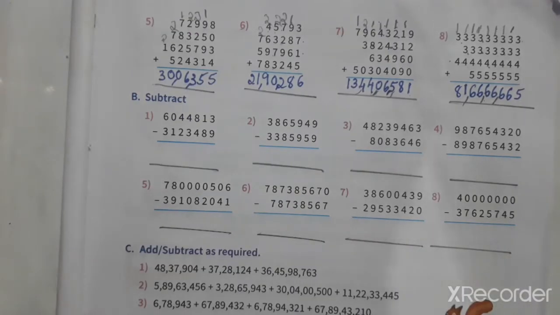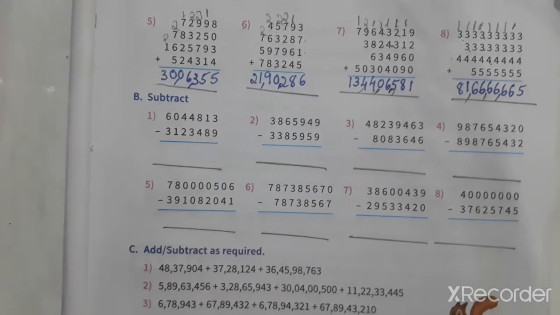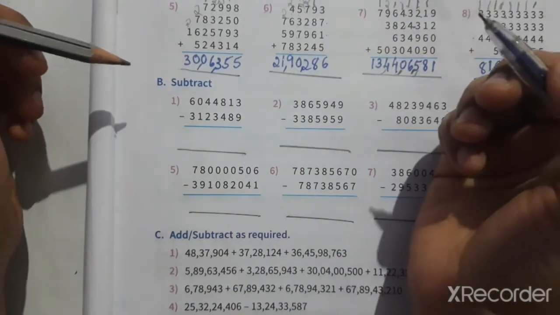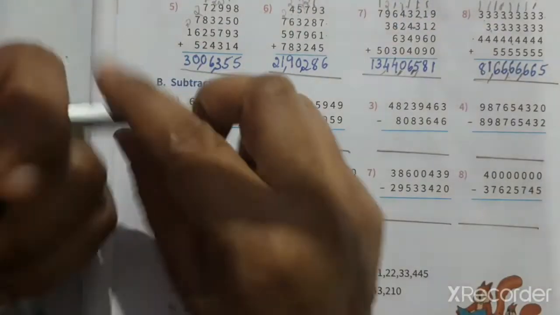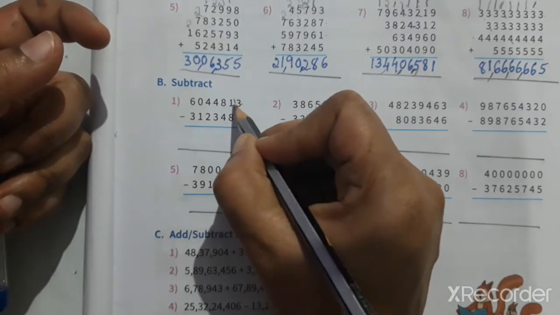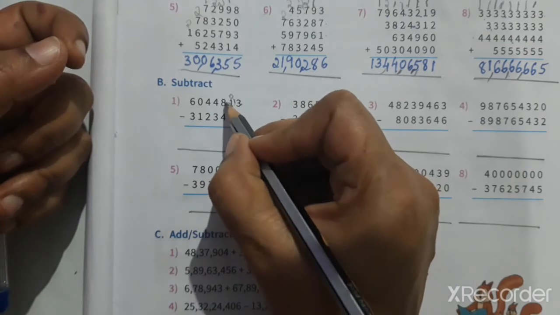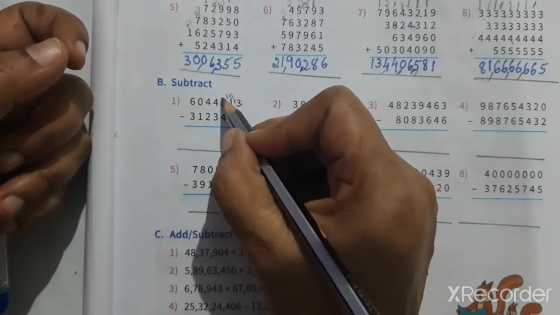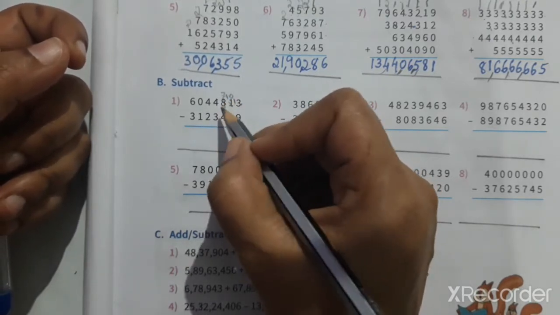Now subtraction. Page number 13, children. Now we have to subtract the values. 3 minus 9, we can't subtract it. So borrow 1 from the next door, so it becomes 13 and here 0. 0 minus 8 we can't subtract, so borrow 1 from 8. So here this will become 10. 10 minus 8, and here 7. And 7 minus 4, here 4.